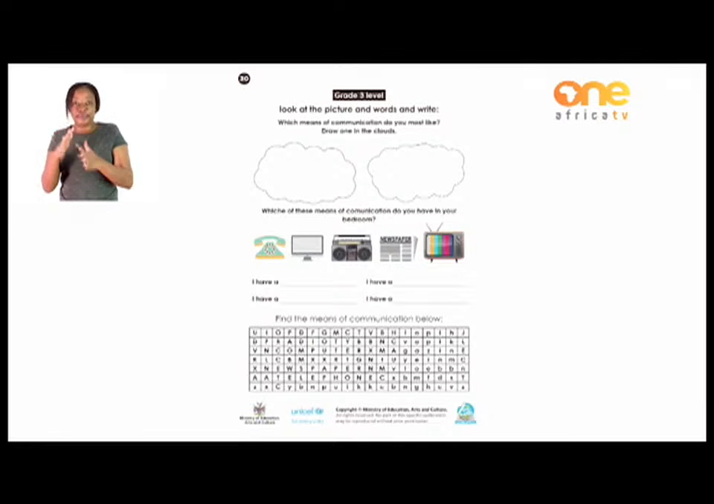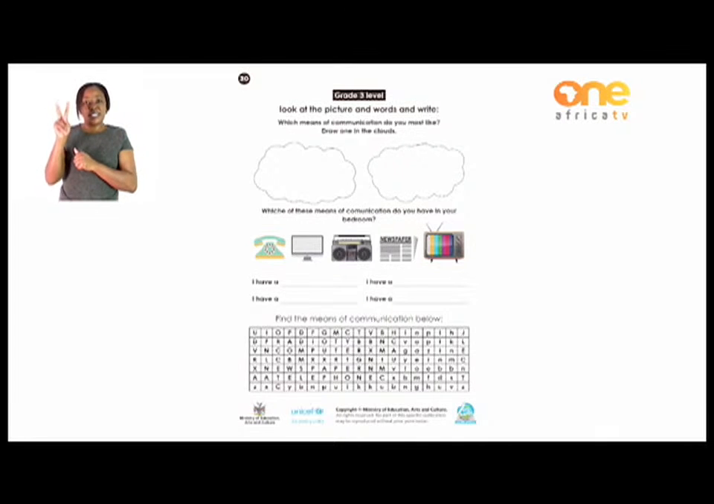And then check again, which of these means of communication do you have in your bedroom? Which one do you think or do you know that you have? Is it the one that you always use? It's the one that you must have in your bedroom. So which one of those? Is it the first one, which is a telephone? Do you have a telephone in your bedroom?